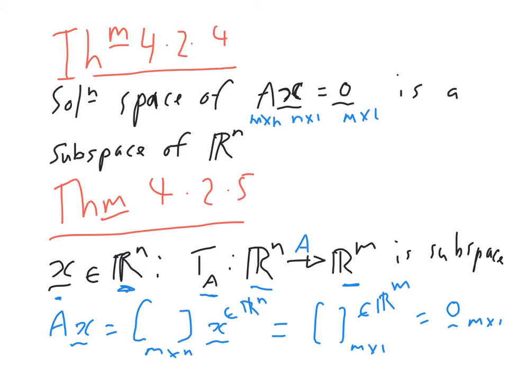So it is simply a restatement of the previous theorem, and it may not potentially be that helpful for this course, but essentially it's just pointing out that when you apply the matrix A to a vector in n-dimensional space, you actually get an m-dimensional vector in the end.